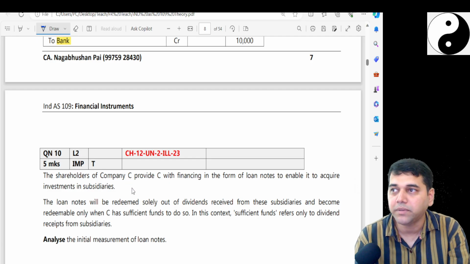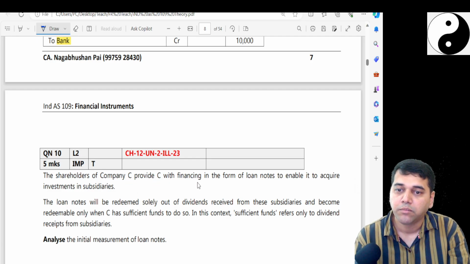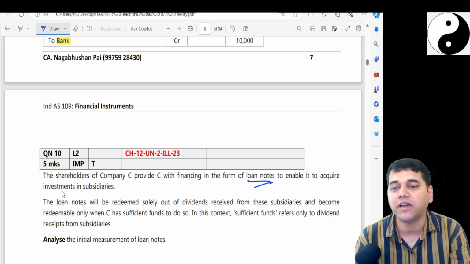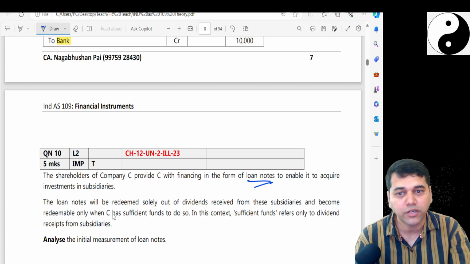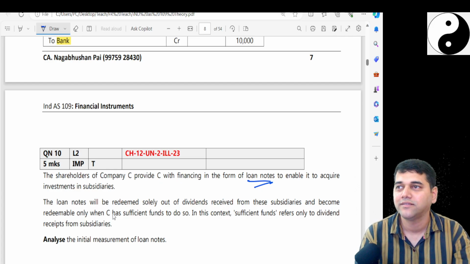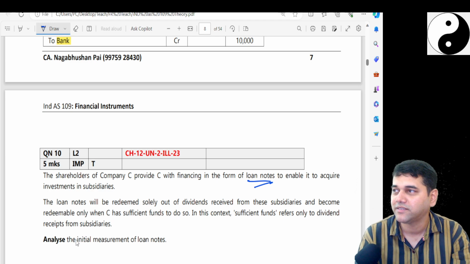Actually, C Limited is a company. The shareholders provide it with financing in the form of loan notes to enable the acquisition of the investment in the subsidiary. Have you understood what they are trying to tell? Have you understood the first sentence? What happened? What is this? In plain layman language, tell me.